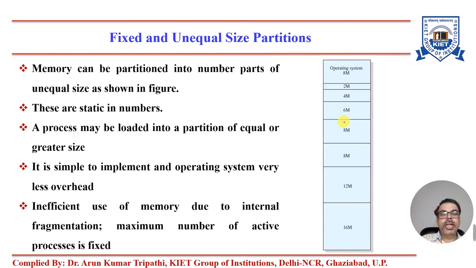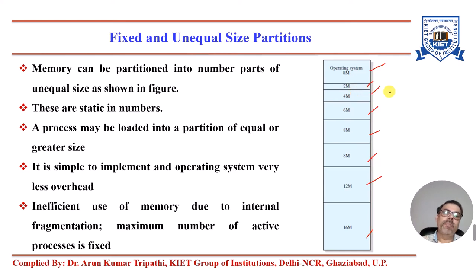Next one is the fixed and unequal size partition. Since some of the processes are smaller in nature and some are larger in size, there is a wastage of memory when equal size partitions are used. So we can divide the memory into fixed sizes that are unequal. So here we have considered an 8 MB partition, then 2 MB, 4 MB, 6 MB, 8 MB, 8 MB, 12 MB and 16 MB.